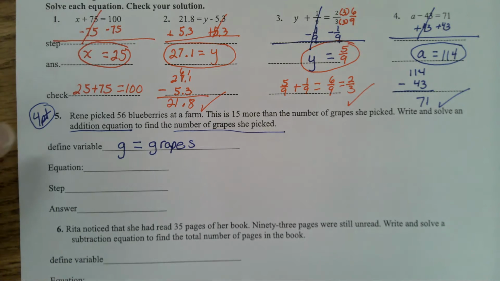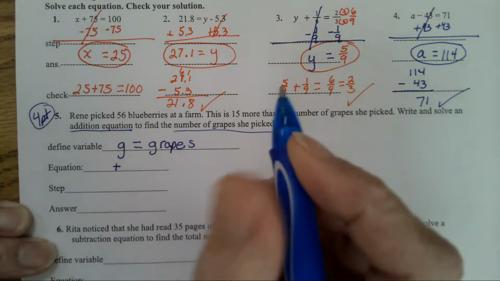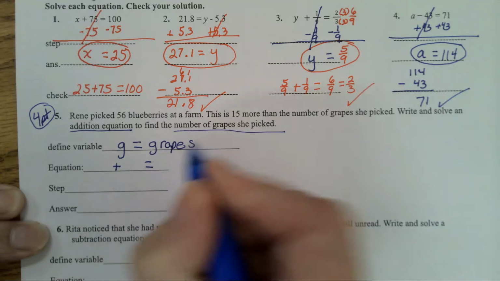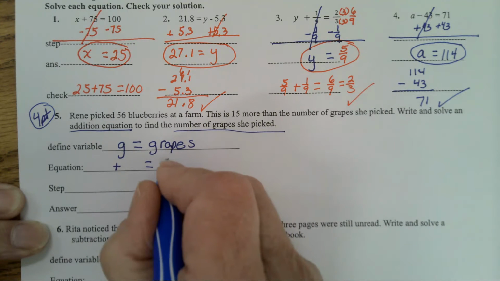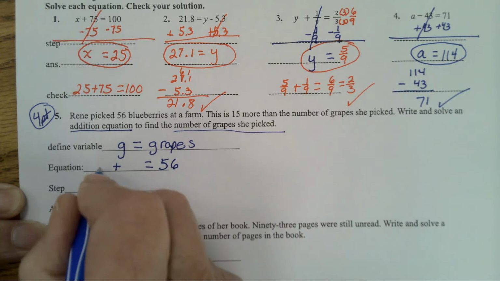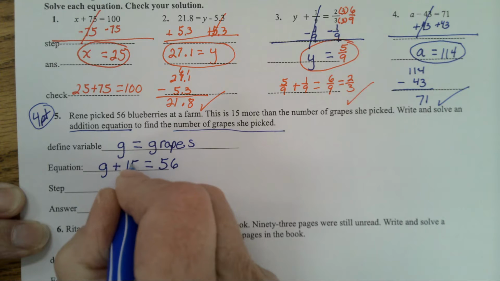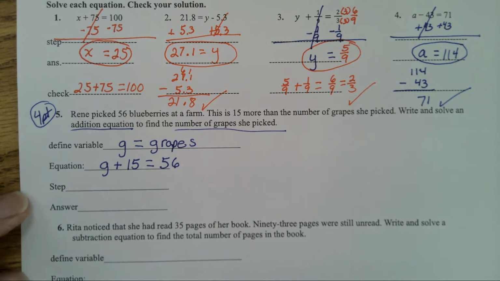Now, it tells us we have to write an addition equation. That means it has a plus sign. All right? And it's going to have an equal sign, right? Renee picked 56. That's her total amount. So it's going to equal 56. Grapes plus 15 equals 56. That is your addition equation.